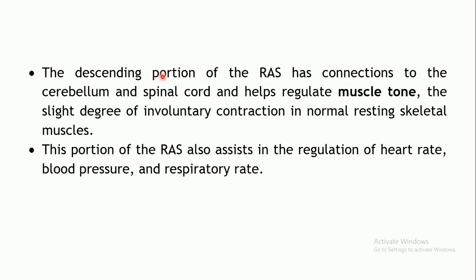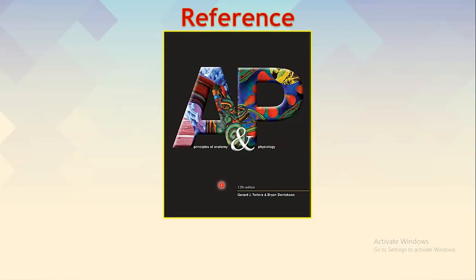Now the descending part of the reticular activating system. So this has the connection towards the cerebellum, spinal cord. So it will help in regulating the muscle tone. Also it will help in regulation of the heart rate, the blood pressure and the respiratory rate. Okay, so these are all the functions of the reticular activating system.